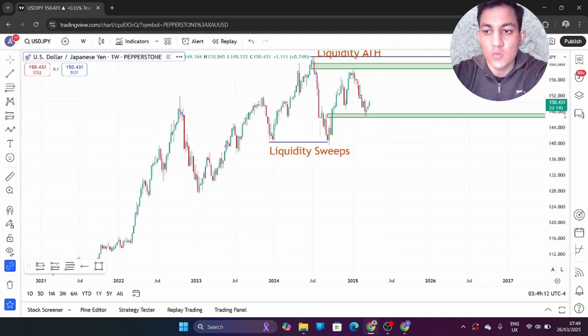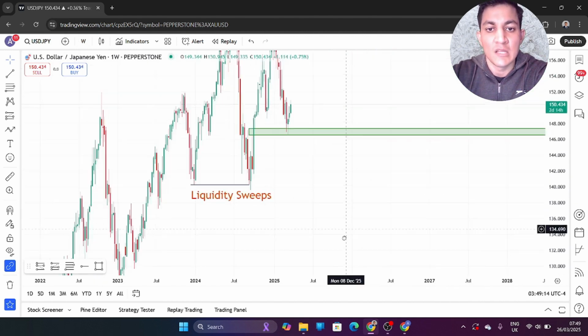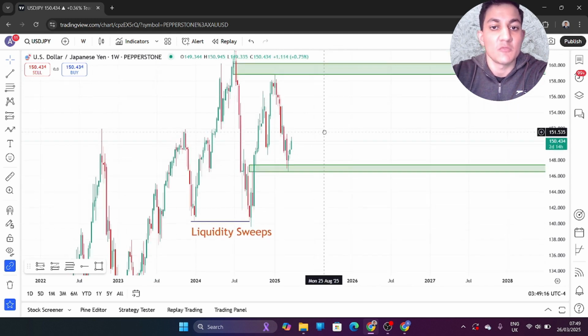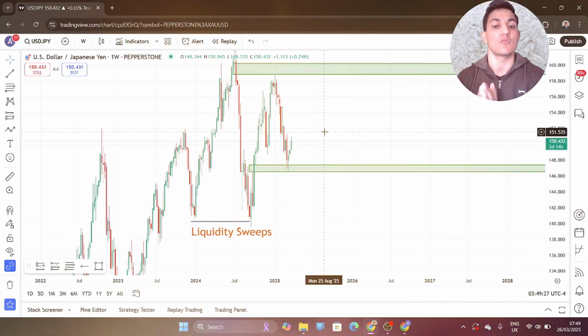So I've got the overall weekly trend, macro trend. We've got liquidity. Fair value gaps are being respected. I want to get on the daily chart, and I want to see the daily chart showing me similar things. I don't want the daily chart to be bearish. I don't want the 4-hour chart to be bearish, and then the 1-hour chart to be bullish. I don't want any of that. I want everything in agreement. I don't know about you.